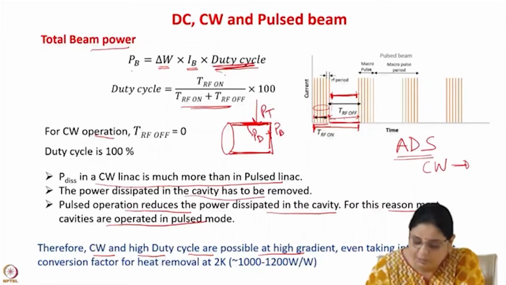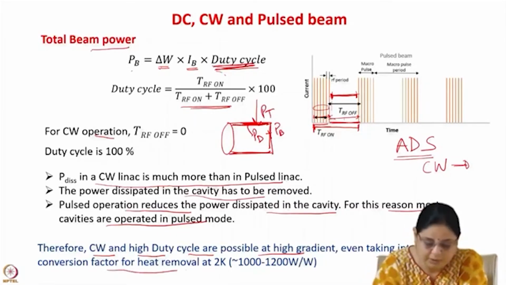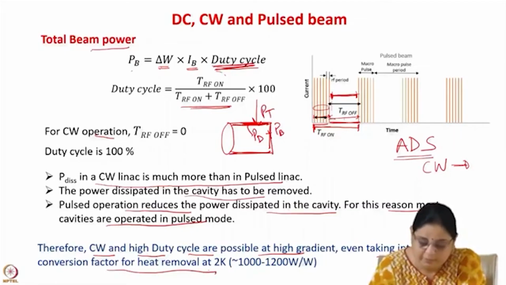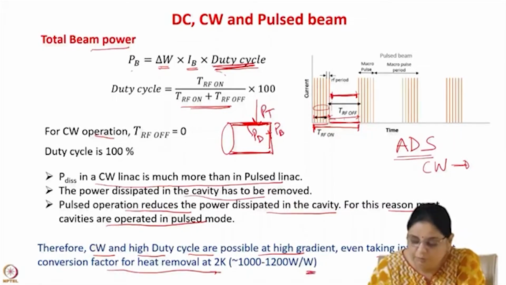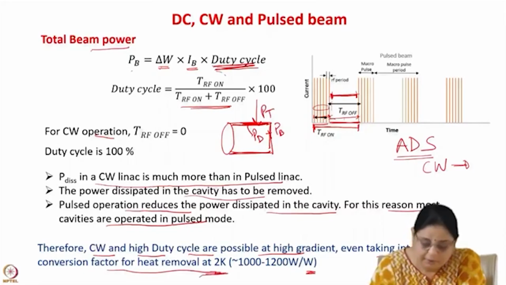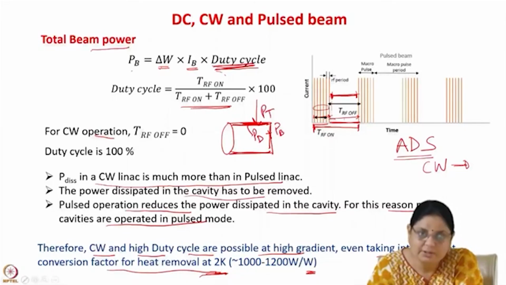Even taking into account the conversion factor for heat removal at 2K. At 2K, in order to remove 1 watt of power, roughly 1 to 1.2 kilowatts of power is required. Even if you take this conversion factor into account, for CW and high duty cycle applications, it is cheaper to use superconducting cavities.